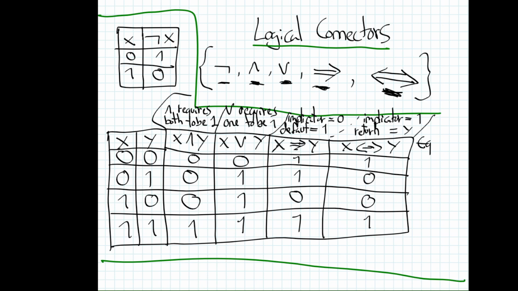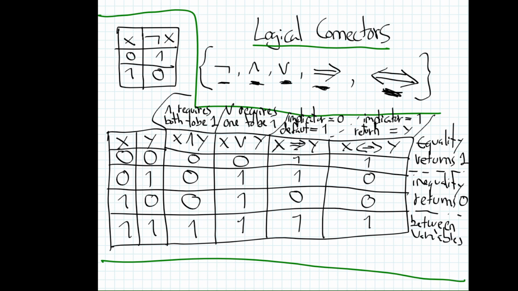So let's say that the equality returns 1, while inequality returns 0. So equality or inequality between variables. So that's the definition. And these are the definitions for logical connectors and how they can be applied and the expressions that will follow.